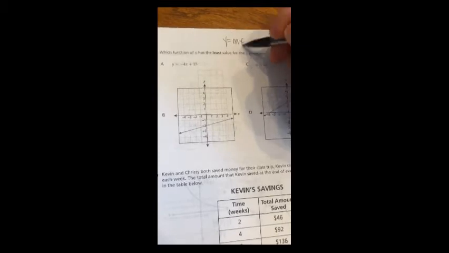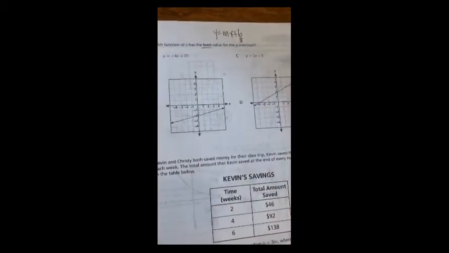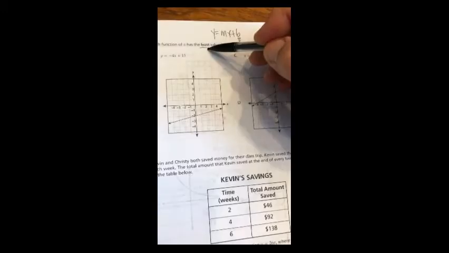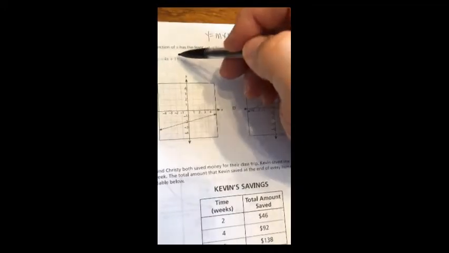Which function of x has the least value for the y-intercept? Remember, y equals mx plus b. Which one is our y-intercept? It's the b value, okay? We want to see which one has the least value. So we have two equations and two graphs to look at. We want to see which one has the least value for the y-intercept.